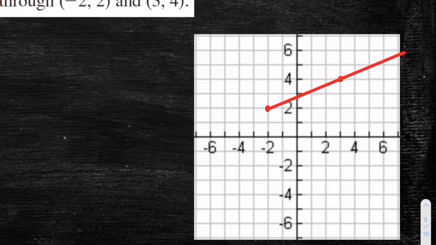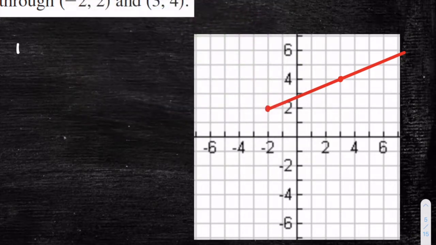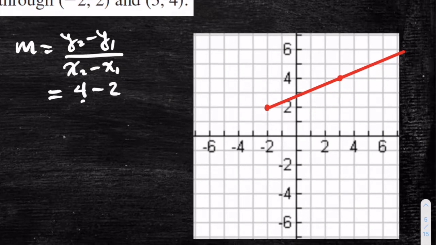If you look carefully, and know the slope formula, the slope formula is m equals y2 minus y1 over x2 minus x1. Let's make the first set x1, y1, and the second set x2, y2. So we've got y2, which is 4, minus y1, which is 2, divided by x2, which is 3, minus x1, which is negative 2.